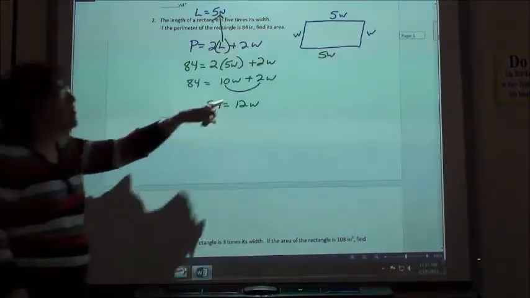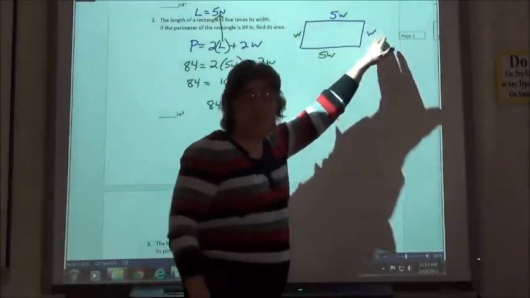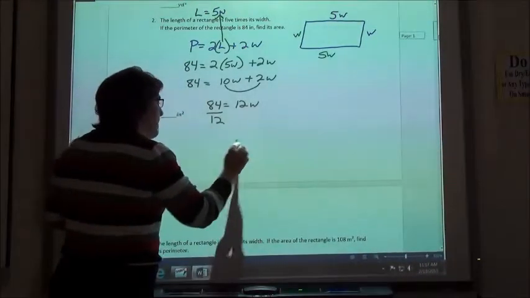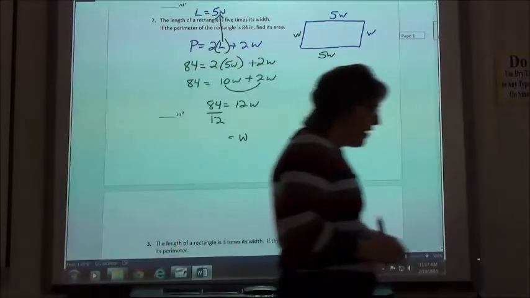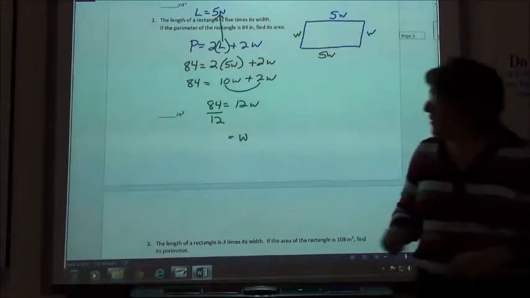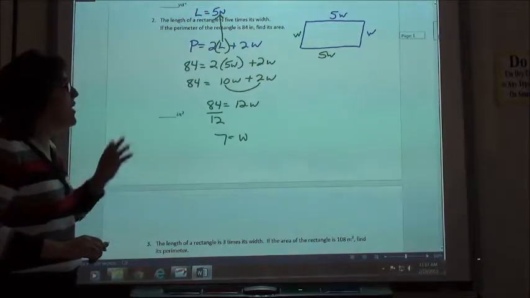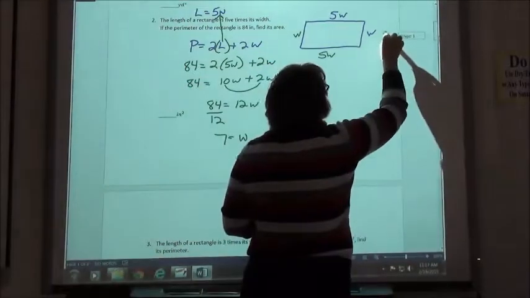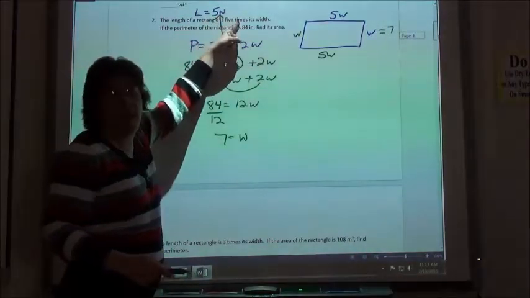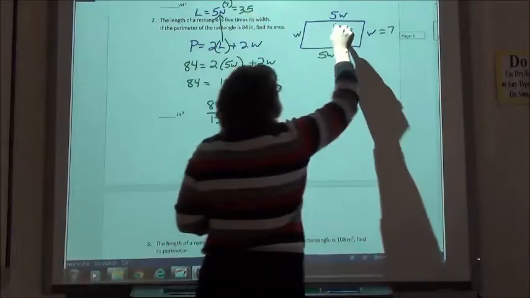If I look at that rectangle here and I add up all my sides, 5 plus 1 plus 5 plus 1 gives me my 12W. I'm going to divide by 12. 84 divided by 12 is 7. So my width is going to be 7. So again, like on that previous one, I want to go fill in my rectangle. I know that my width is 7. I know that my length is 5 times the width. So 5 times 7 is 35.